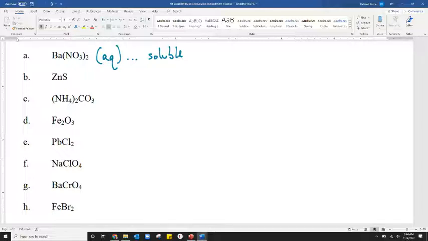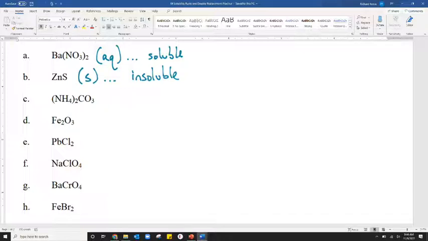Riley, what did you get for letter B? I got insoluble. Yes. Good job. So that's going to be a solid. That would not dissolve in water. So insoluble. From now on, I'm just going to put AQ or S. Camden, what about letter C? What'd you get?